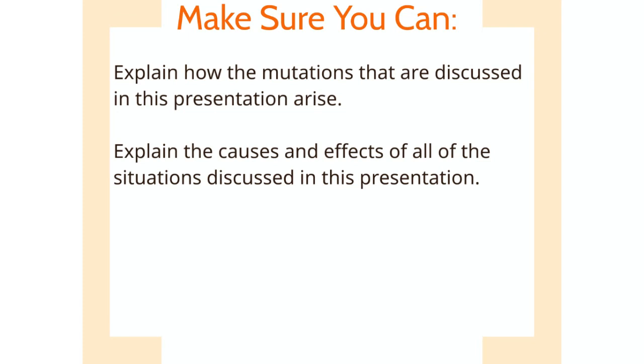So at this point, you should be able to make sure that you can explain how the mutations that are discussed in the presentation arise. The big ones being non-disjunction, which can occur during either mitotic phase of meiosis, or errors during DNA replication. And there were 4 different types that were discussed. You should also explain the causes and effects of all the situations discussed in this presentation. So you should be able to explain what happens when you have one extra chromosome, like trisomy 21 or trisomy 18. You should be able to explain the importance or significance if you have extra X or Y chromosomes.